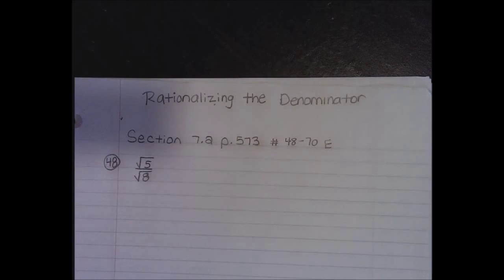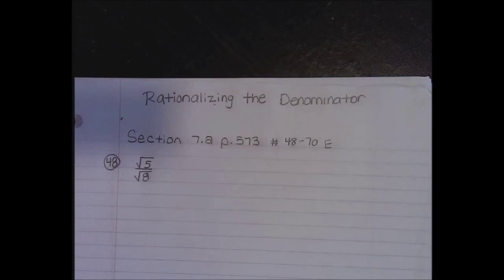In this lesson, we are going to discuss rationalizing the denominator. This is located in section 7.2 on page 573 in your text. We are going to work numbers 48 through 70 even. Then we are going to move to the end of section 7.3 where there are more problems on rationalizing the denominator. So in the directions, they state to simplify each expression, assume all variables represent positive real numbers.